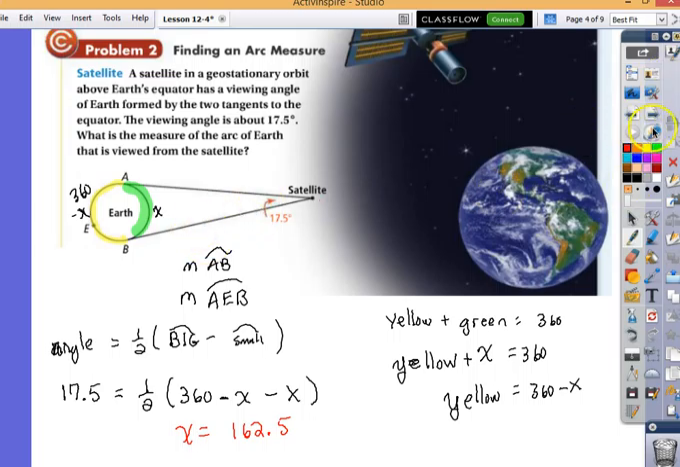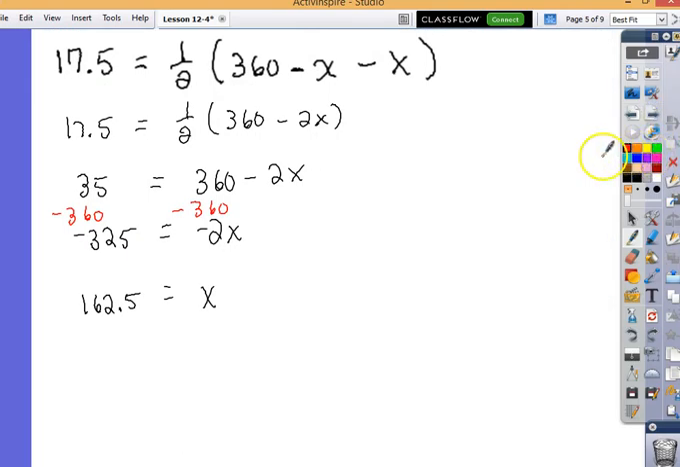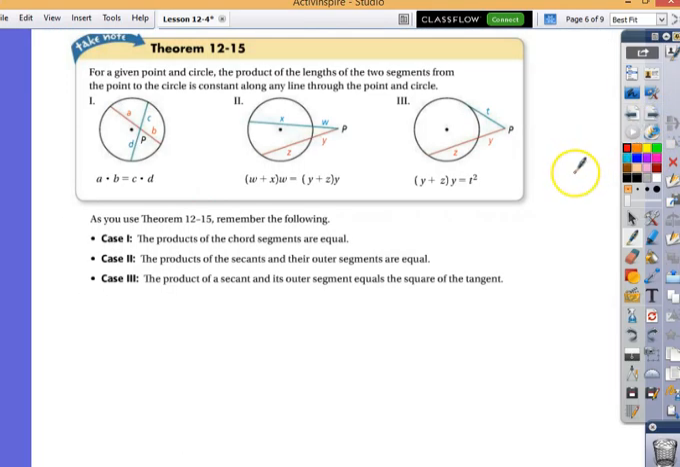Pretty interesting stuff. All right, all done with circles and angles. So let's take a look at how to find some segment lengths.